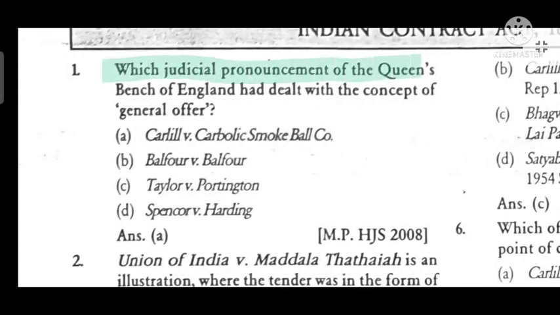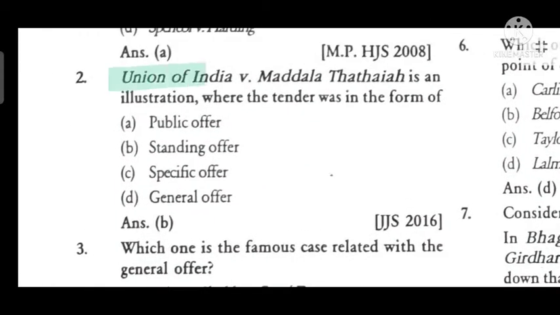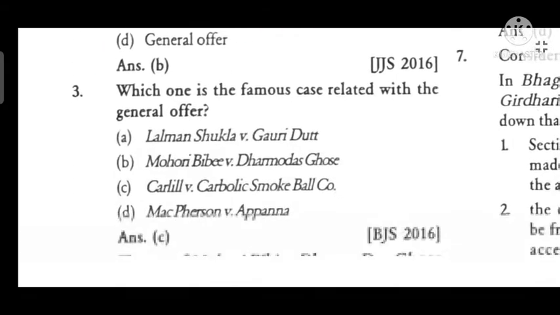Which judicial pronouncement of Queen's Bench of England has dealt with the concept of general offer? Carlill versus Carbolic Smoke Ball Company. Union of India versus Maddala Thathiah is the illustration where tender was in the form of standing offer.